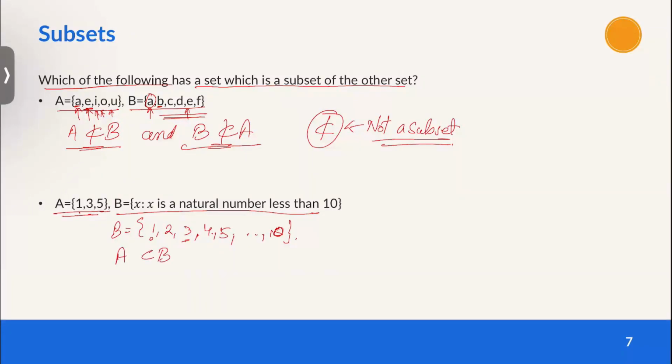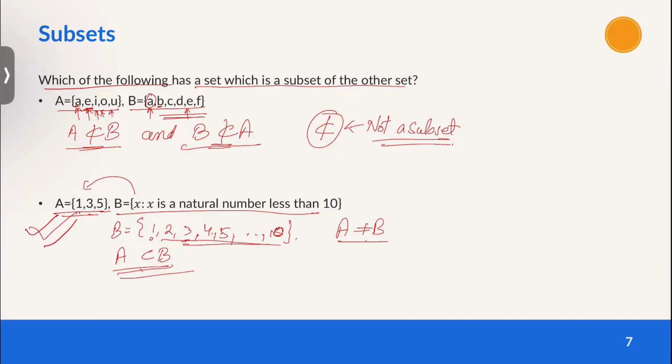Moreover, you can see that A is a proper subset of B because all the elements of A are there in B and B has some extra elements. So A is not equal to B. If these two conditions hold, then we can say A is a proper subset of B and B is a superset of A, right?